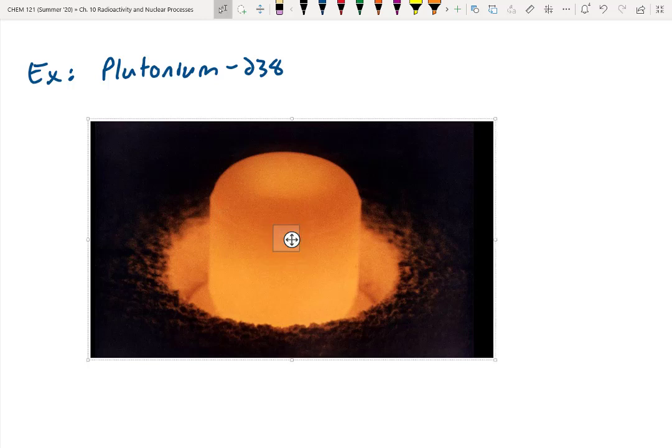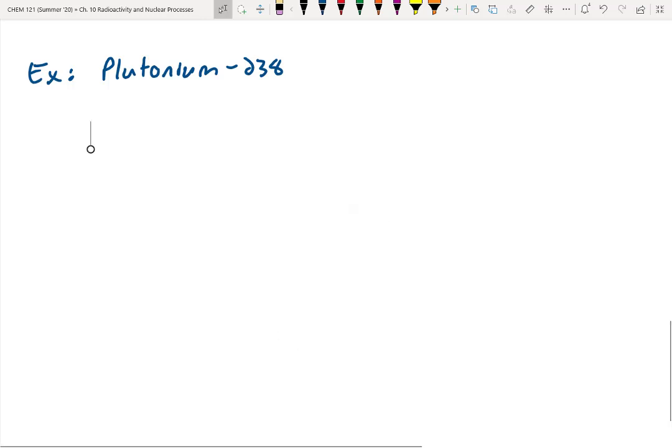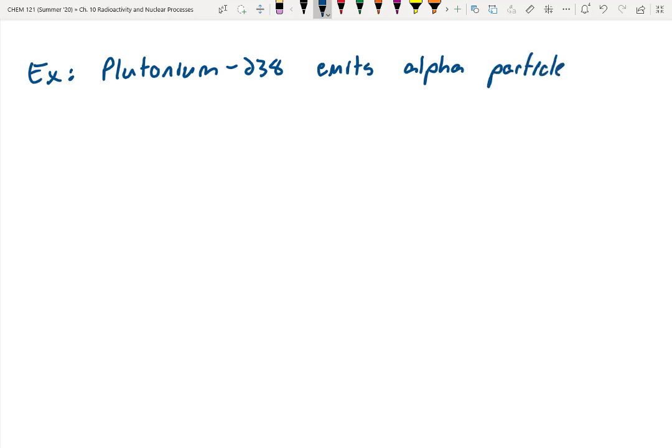Not all nuclear chemistry is associated with bombs, which is what a lot of people think, but I just wanted to share that with you. So plutonium-238 emits alpha particles. So let's go ahead and show this process. Let's show the nuclear decay equation.